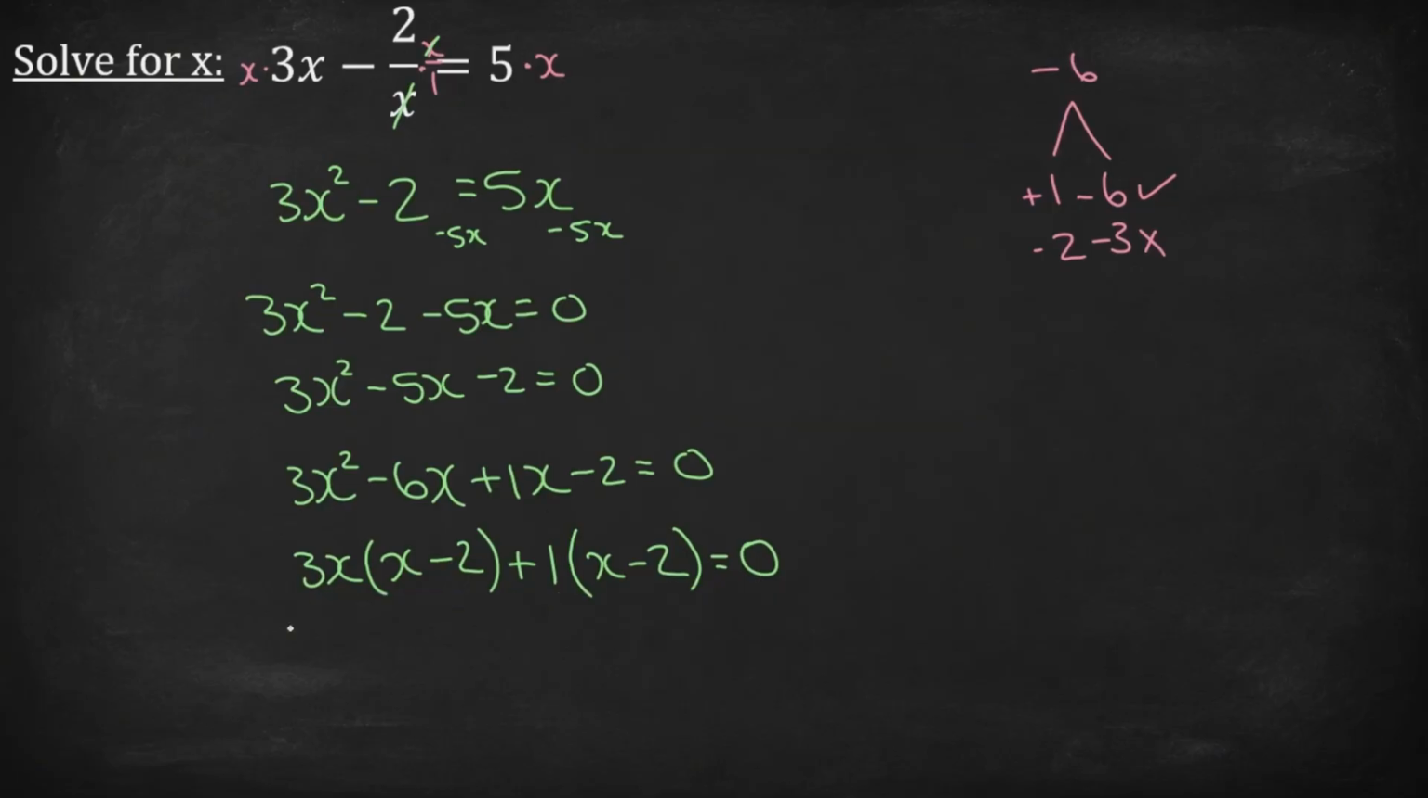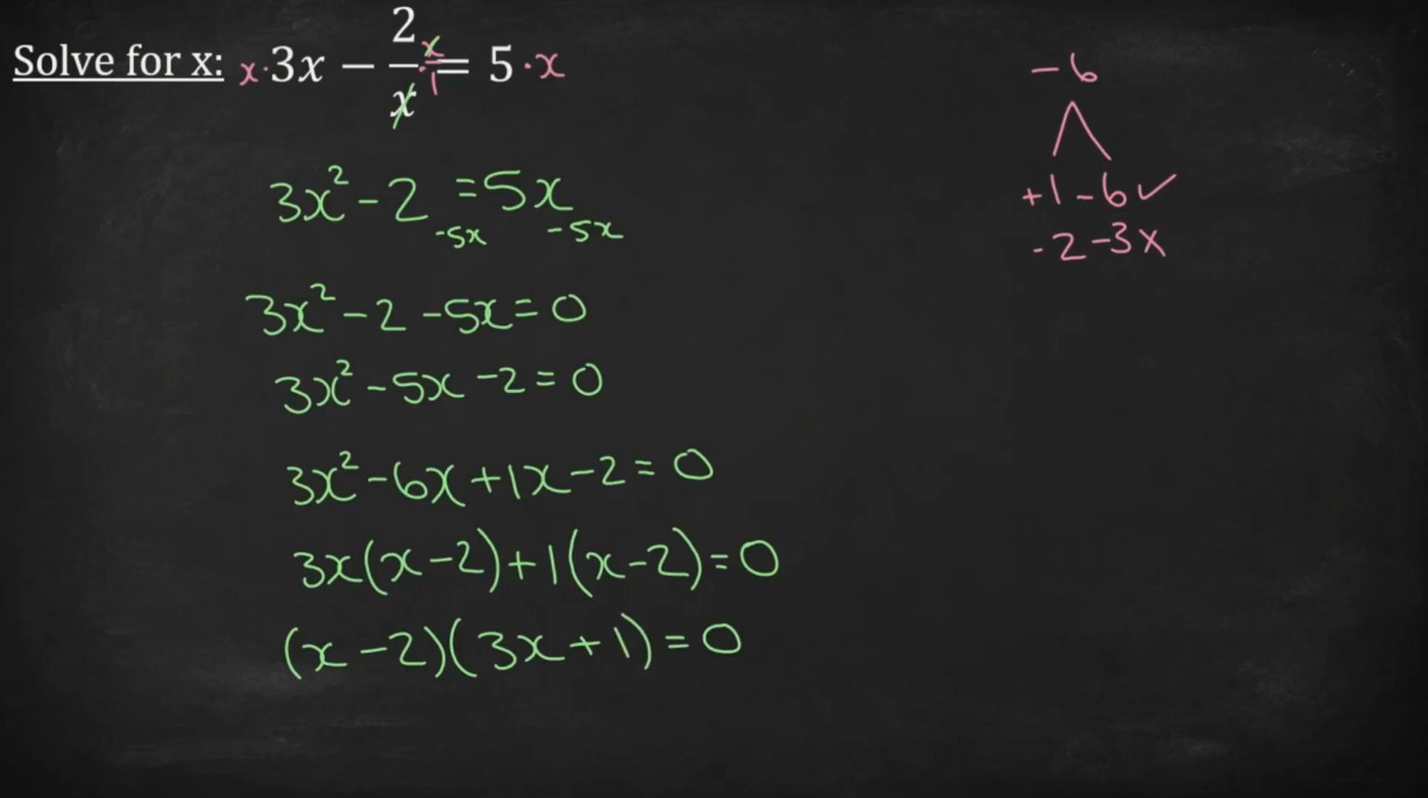So I'm going to take out the x minus 2 as a common factor. So x minus 2. And let's see what is left over. If I take this whole term and I divide it by my common factor, what is left over? 3x. Okay, and in this term, if I divide this whole term by my common factor, all that is left is positive 1 equal to 0.